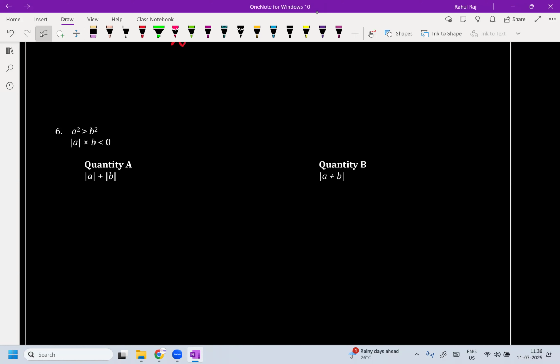Think properly. Don't rush it at all. What is that cross? It's multiplication, no? Yeah. Multiplication. It says a square greater than b square and mod a into b is less than 0.